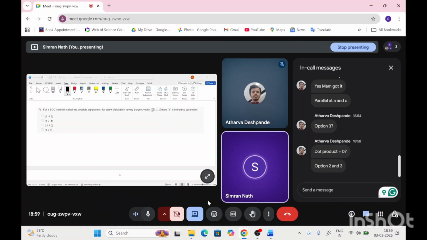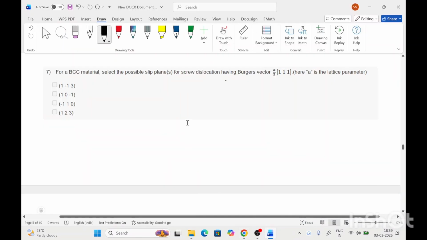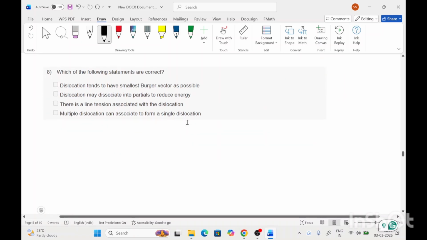Option 2 and 3, yes. Means 1 0 minus 1 and minus 1 1 0 is correct. B and C. Next question will move.